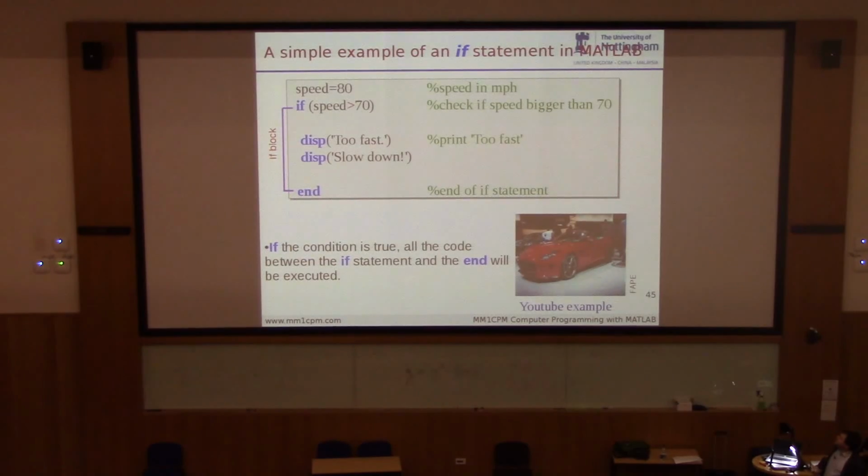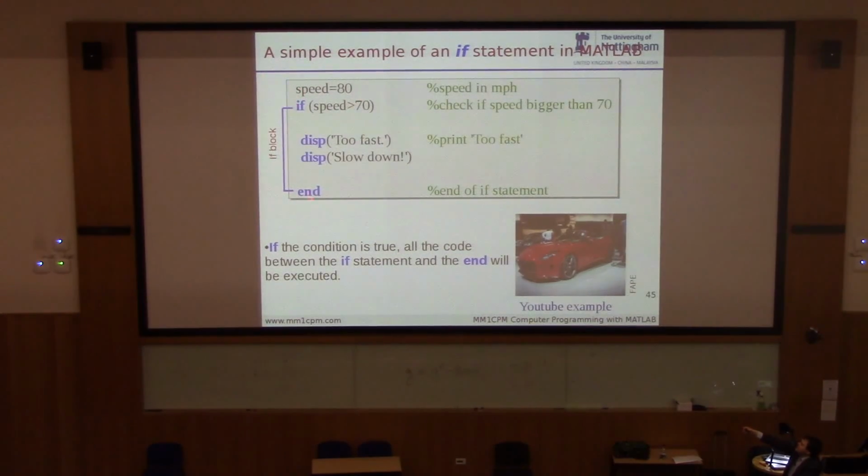So, here is the most simple if statement that I can think of. You can imagine this type of decision-making thing happening in your car or in your GPS system. And it's telling you whether or not you're going too fast. So this is how it works. Let's first define a variable called speed. And we've got speed equals 80.